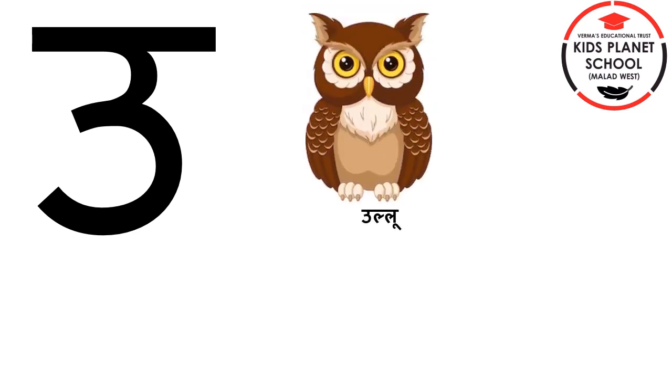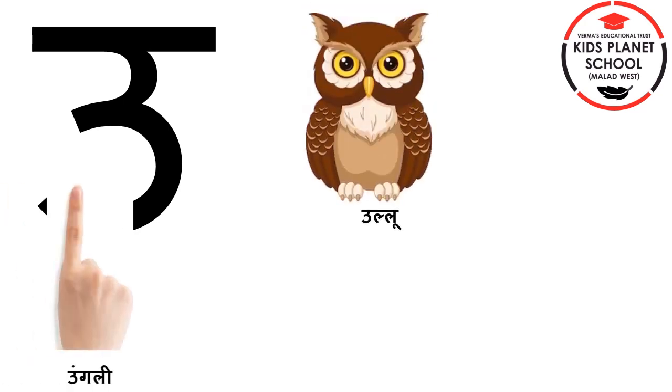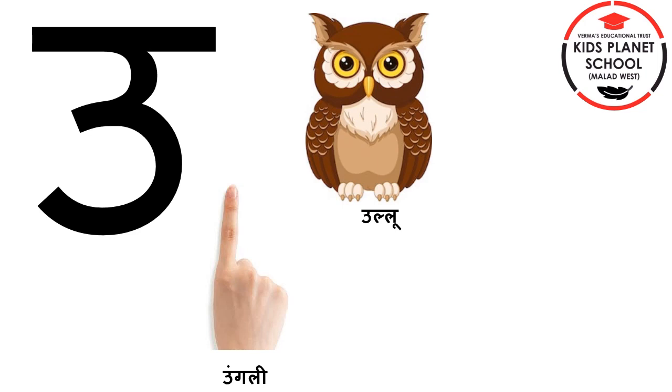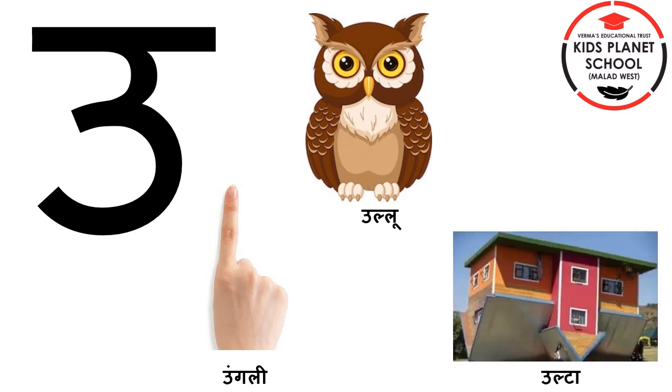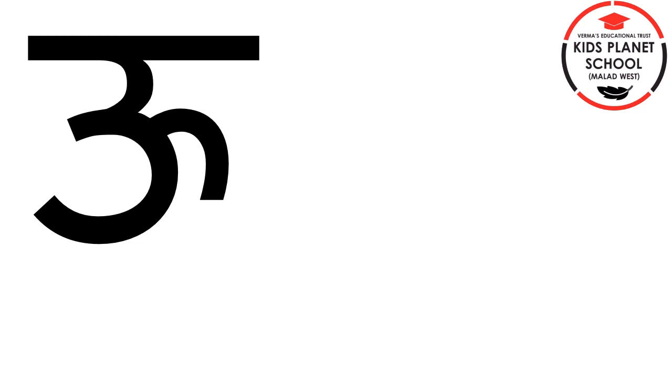Which letter is this, children? U. Repeat again. U. U say ullu. U say ungli. U say ulta. U.